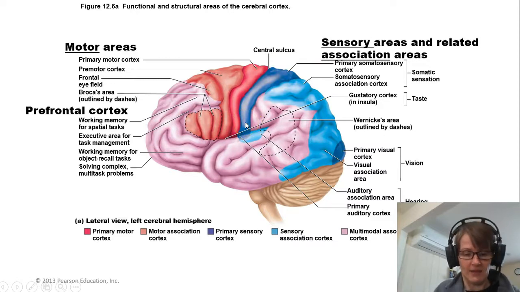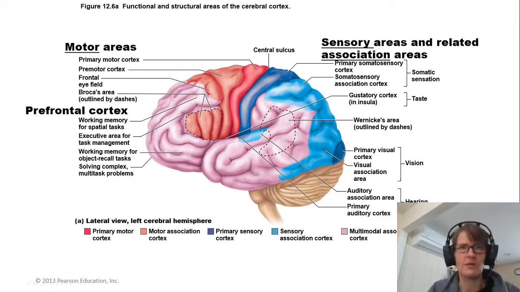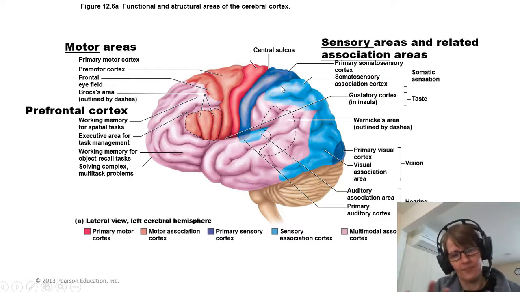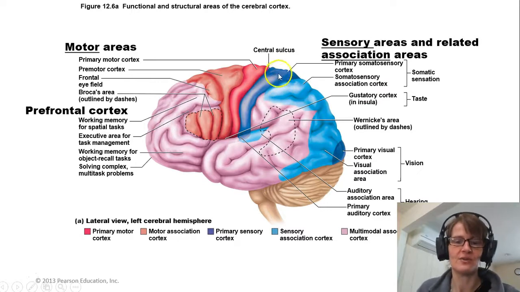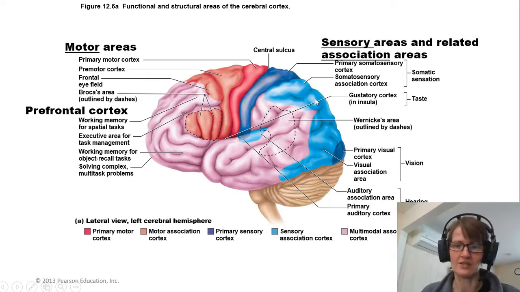So coming from our limbs, etc., all the muscles, coming from information from the skin and from our muscles and from our joints, this is all coming back to here. We also have a somatosensory association cortex behind that, posterior to the post-central gyrus. And that's our association cortex for the sensory information.